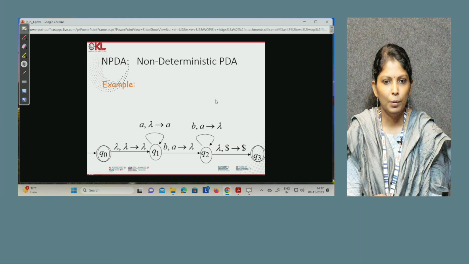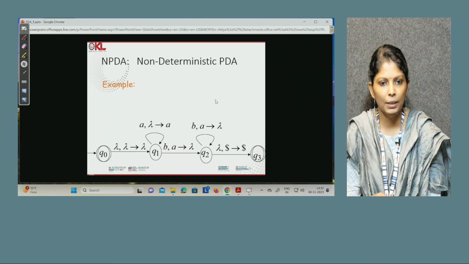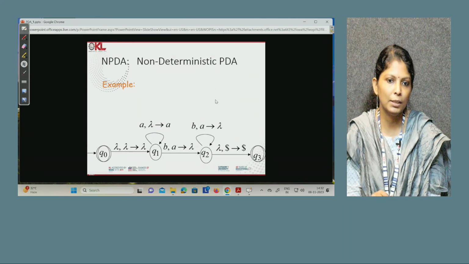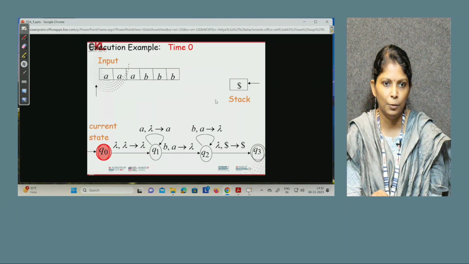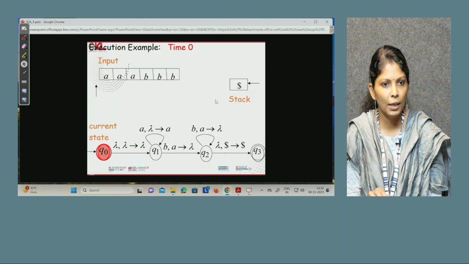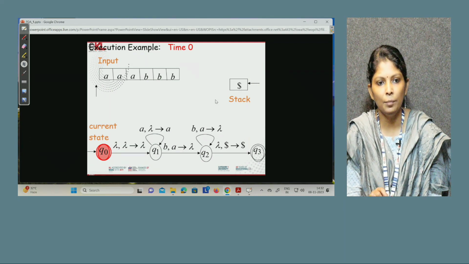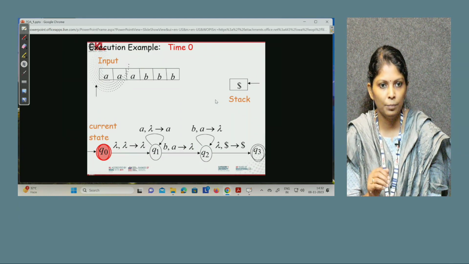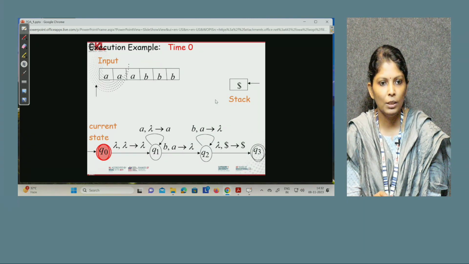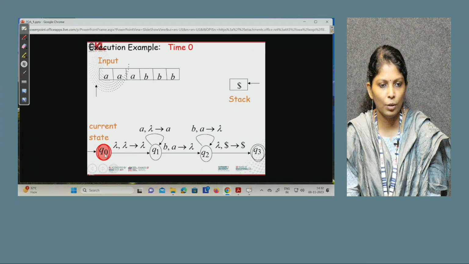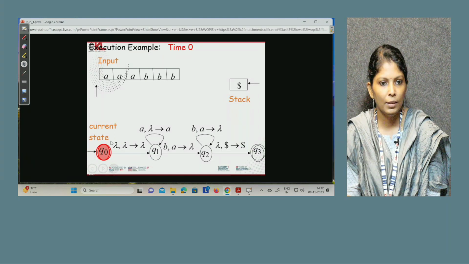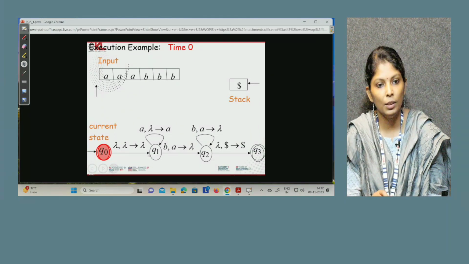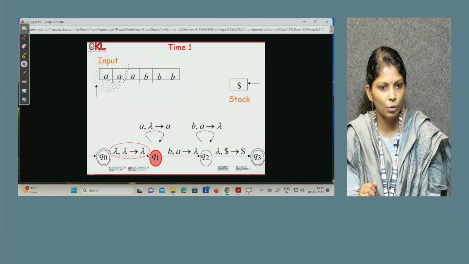Then this is one example for a non-deterministic PDA which has 4 states. Some transitions we have labeled. We can see this with a sample input value. So suppose this is the input, A, A, A, B, B, B is the input. How the machine is going to process this string, whether it will be accepted or rejected by our PDA, that we can check. So initially the machine is in Q0, that is the initial state. And there is a lambda transition, so without any input we are going to take a transition to Q1.